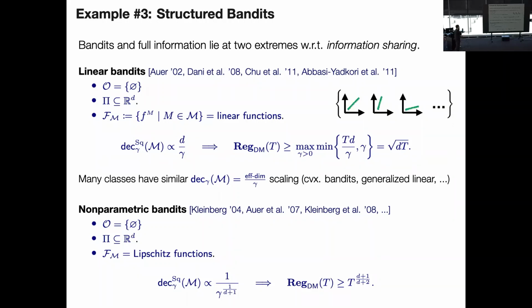But the important thing to understand here is that as you take D larger and larger, this is decaying more and more slowly as a function of gamma. And when you plug this into the lower bound, you get something like T to the D plus 1 over D plus 2, which is getting worse and worse, closer and closer to linear as you take D larger. And that's the minimax rate for this problem.